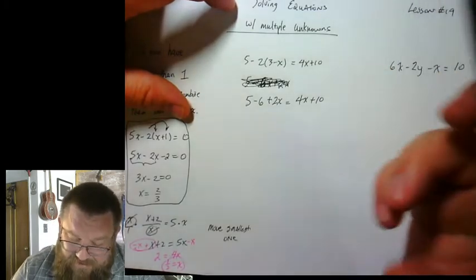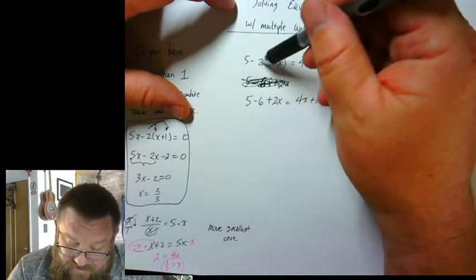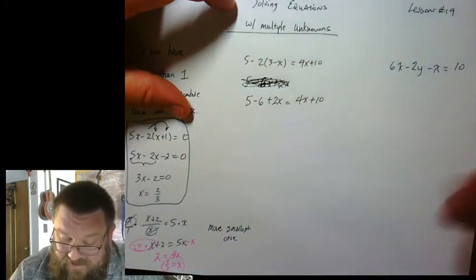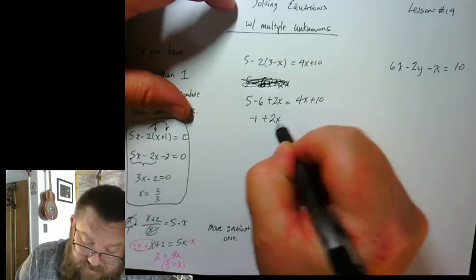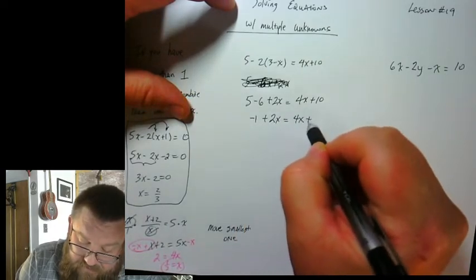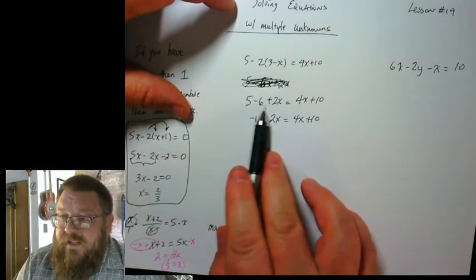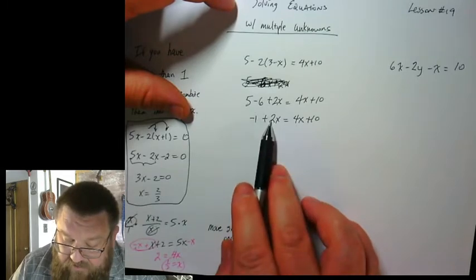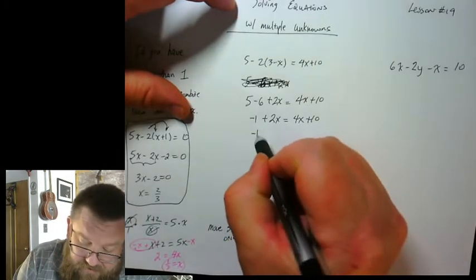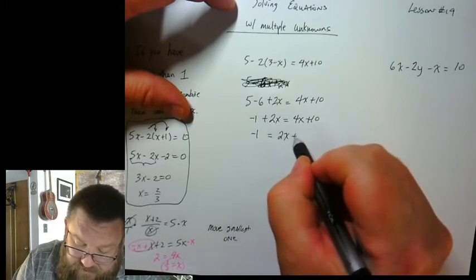Okay. So anyway, since I made a silly mistake, let's go back and double check, right? That's negative 6. That's plus 2. So we're good. Now, these two make negative 1 plus 2x equals 4x plus 10. So now, you see how we have an x on the left, we have an x on the right. We clean this up because that's super easy to do, right? This is smaller than that. So what I'm going to do is subtract 2x from both sides.